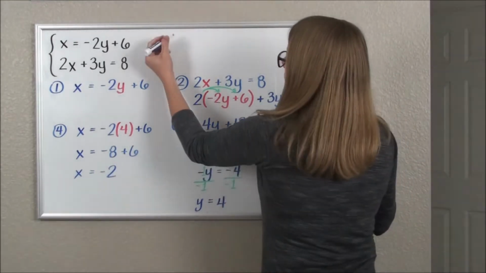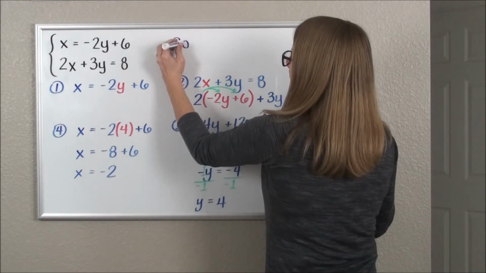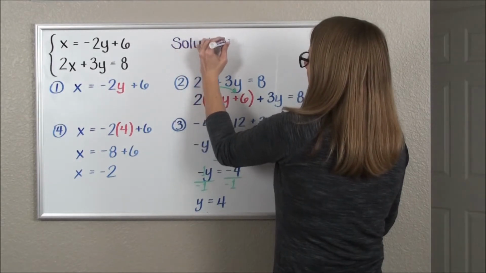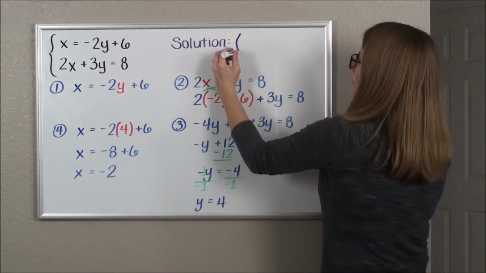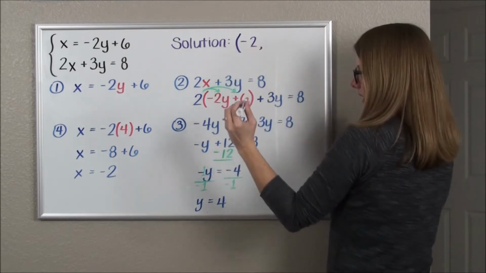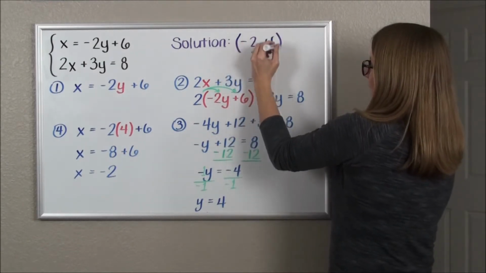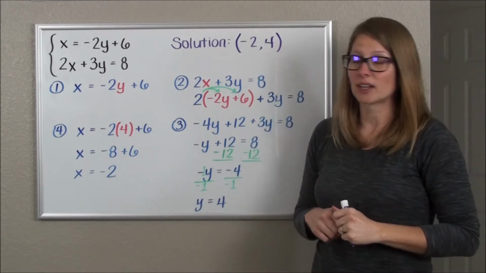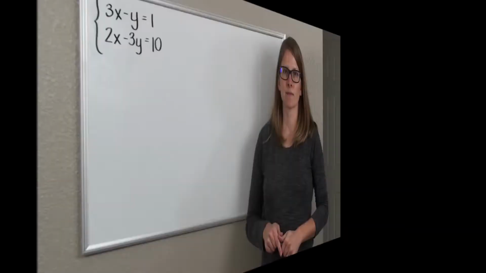That gives me the 2 coordinates that I need for my ordered pair, which is the point where these lines intersect. My solution will be negative 2 comma 4. Always put the x first in your first coordinate and the y in your second coordinate. Let's try some more.